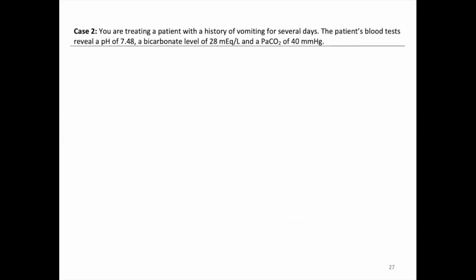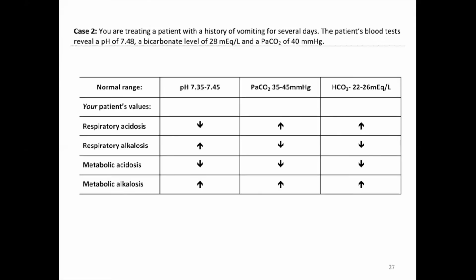You're treating a patient with a history of vomiting for several days. The patient's blood tests reveal a pH of 7.48, a bicarbonate level of 28 milliequivalents per liter, and a partial pressure of carbon dioxide of 40 millimeters of mercury. So I've got my chart right here. What I want you to do is work within this chart on a scratch piece of paper, fill in the values, circle the arrows that are appropriate to match those values, and try to determine which condition this patient is in.